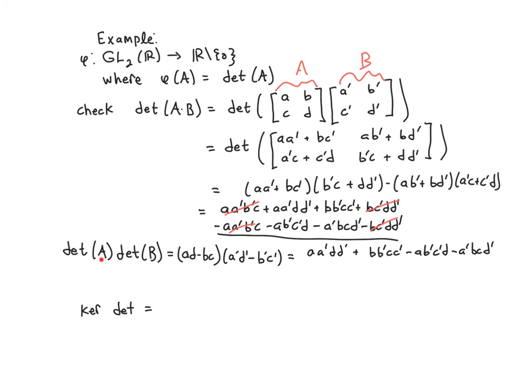On the other hand, if you look at the determinant of A, it's AD minus BC. The determinant of B is A prime D prime minus B prime C prime. If you FOIL this, the first term is here. The last term is here, and the outer and inner terms are these two. So you do in fact see the product of these two determinants is the determinant of the product. So you do see that we have a homomorphism.